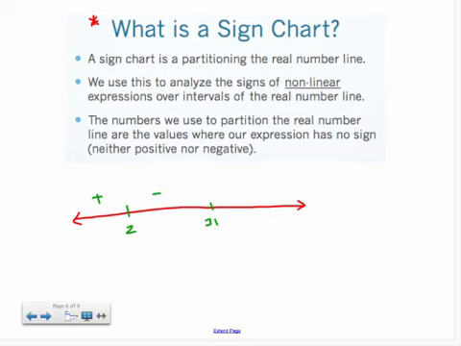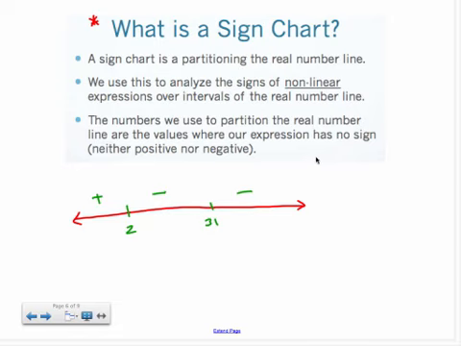In this piece, perhaps everything is negative. And perhaps in this piece, everything is negative. Okay? This analysis allows us to solve nonlinear inequalities. This third point here is important. The numbers that we use to partition the real number line, okay, these numbers here, are the values where our expression has no sign. Okay?